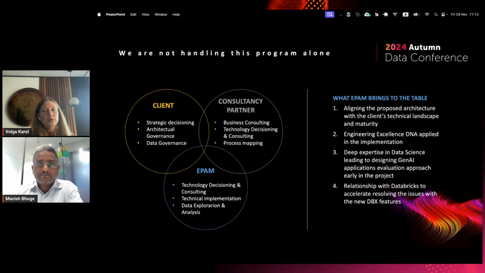It's important to mention that EPAM has not been dealing with all of this on our own. We are in very tight collaboration with the client and their consultancy partner of choice. What I want to highlight here is it's really a teamwork, and it's a very good collaboration between the teams. And I think each part here from this slide adds a lot of value to this entire program.